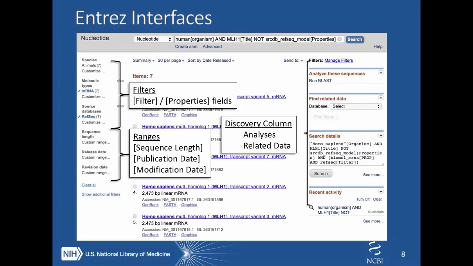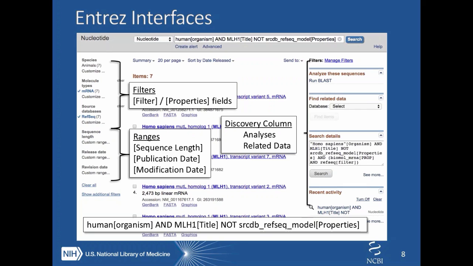On the right-hand side, we have something that's called the discovery column, and it's going to be different things there depending upon whether you're looking at a search page like this one or whether you're looking at results. This is going to be where you can find links to analyses, perhaps some that you can run on the fly, some that we've run, or related data of various kinds.